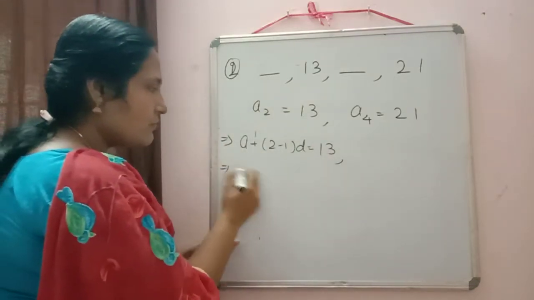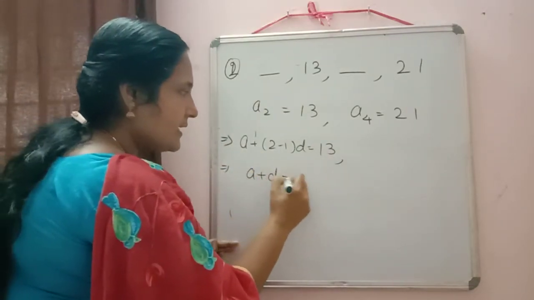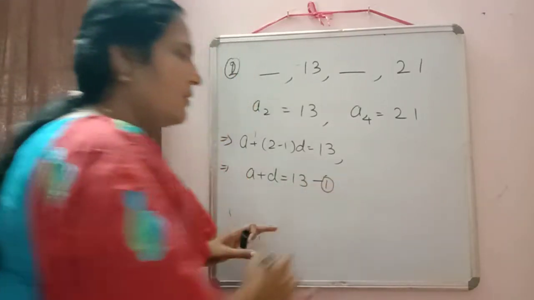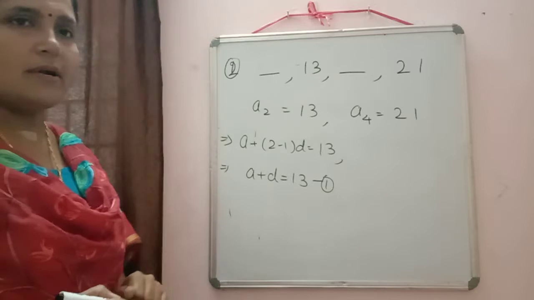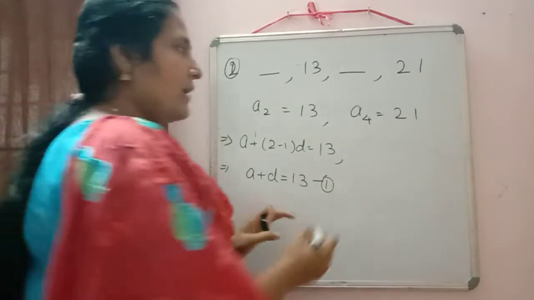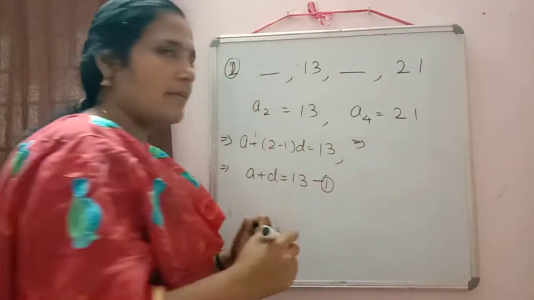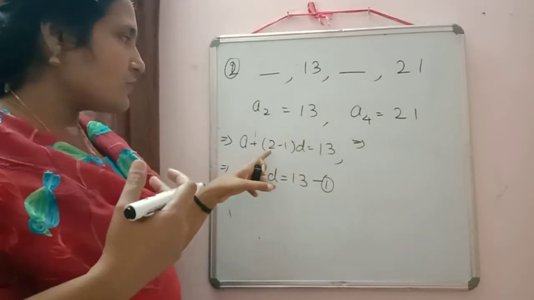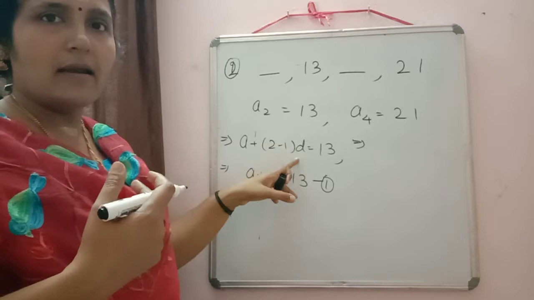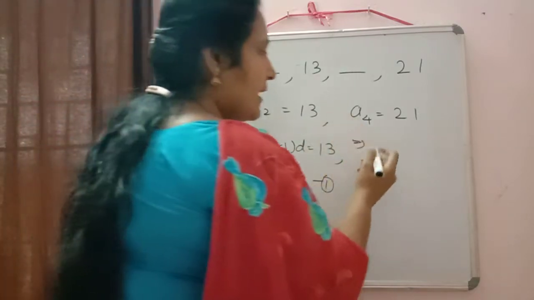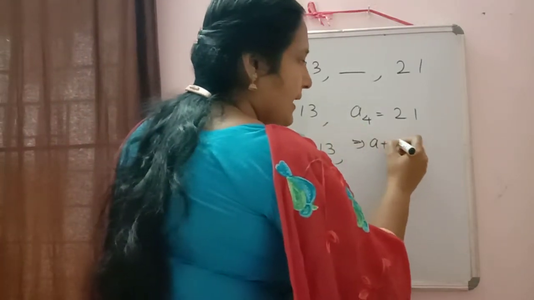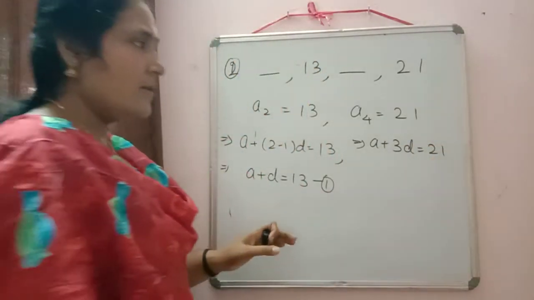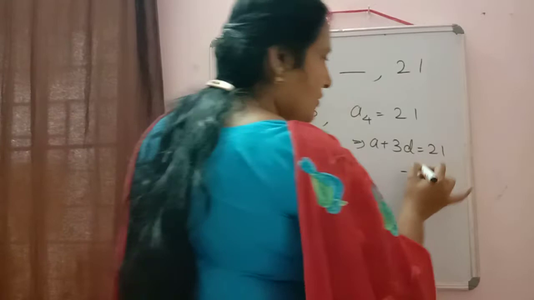So from here what we will get? A plus D is equal to 13. Make it equation number 1. A plus D is equal to 13. Now A4 is equal to 21 is given. If you are comfortable with AP, now A4, instead of showing this step 4 minus 1, directly you can write A4 will come is equal to A plus 3D. A plus 3D is equal to 21. Make it equation number 2.